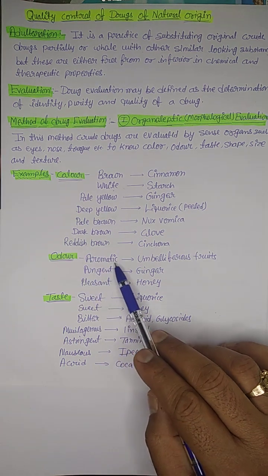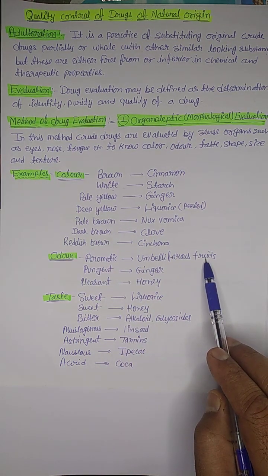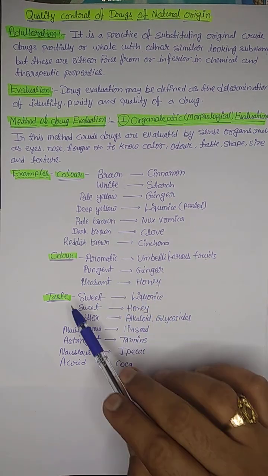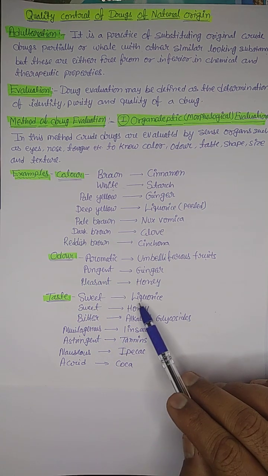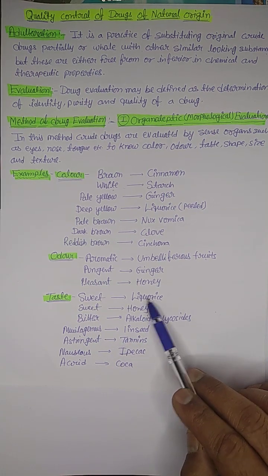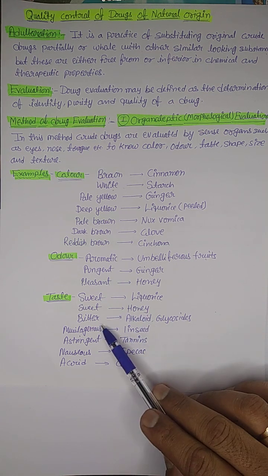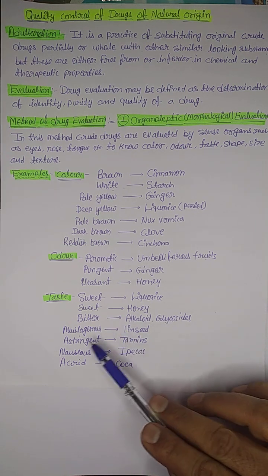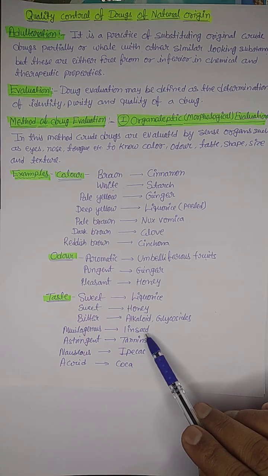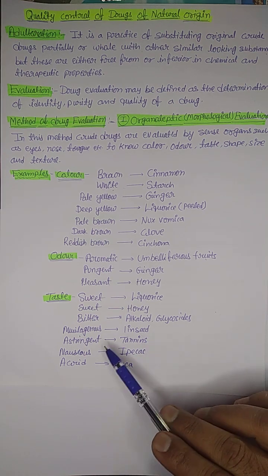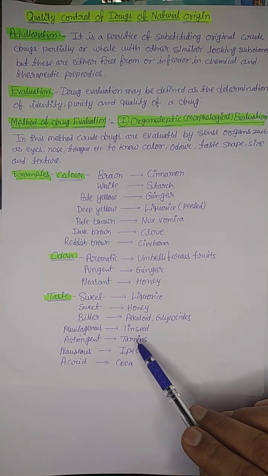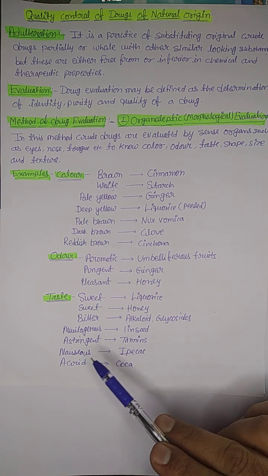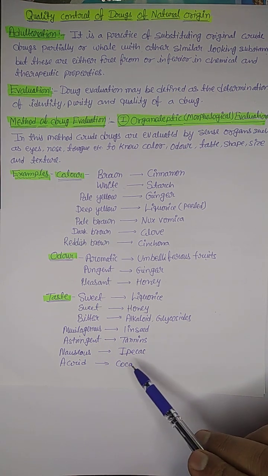Odor, when we talk about odor, aromatic umbelliferous fruit like coriander, fennel and all. Pungent ginger, pleasant honey. Then we have taste, different tastes, maybe sweet taste. Licorice will have sweet taste, and honey will also have sweet taste. When we talk about bitter, all the alkaloidal and glycosidal containing crude drugs will have bitter taste. Mucilaginous, there is linseed, acacia, tragacanth, all those are examples. In astringent, all the tannin containing crude drugs like myrobalan fruit and pale catechu, black catechu will have astringent taste. Mucilaginous means ipecac, acrid in coca, right?